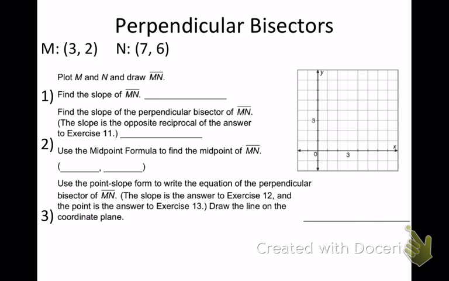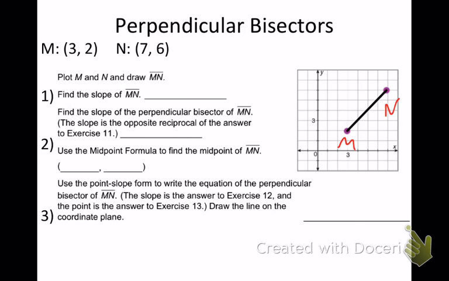It says M is the coordinate 3, 2. N is the coordinate 7, 6. So I first need to plot M and N and then draw MN. So I'm going to start off by plotting this. M is 3, 2. There's M. And N is 7, 6. And there's N. Now I'm going to connect my dots. It looks something like that. Okay, so there are the coordinates.